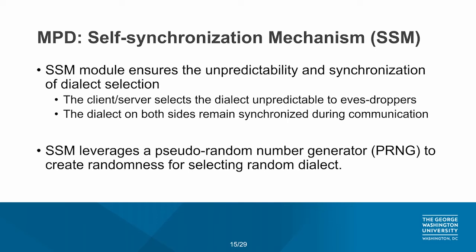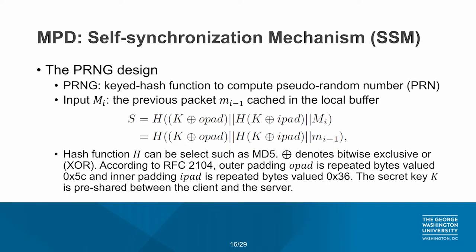The second module is the self-synchronization mechanism, SSM. The SSM module ensures the unpredictability and the synchronization of the dialect selection. The client and server select the dialects unpredictably to eavesdroppers, and the dialects on both sides remain synchronized during the communication. So this is the functionality of this module. The SSM will leverage the pseudo-random number generator to create randomness for selecting random dialects. The function we use for the pseudo-random number generator, PRNG, is the keyed hash function.